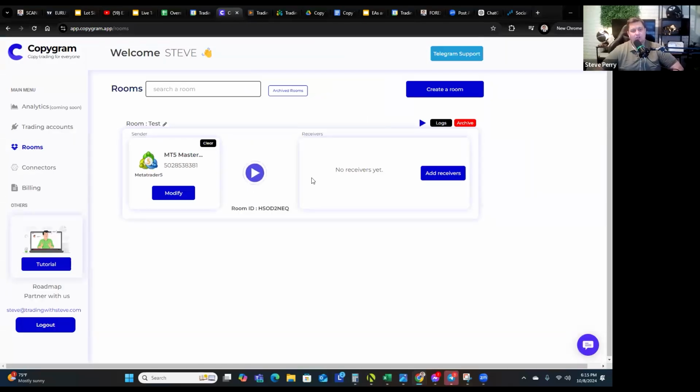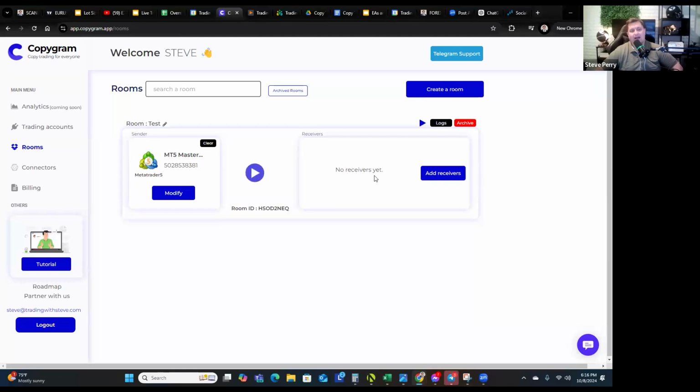And then what I'm going to do is don't click this button yet, this one in the middle. This is the one that activates your copy trader, if you click that play button. You're going to have to do that eventually, but don't do that until everything is ready to go.